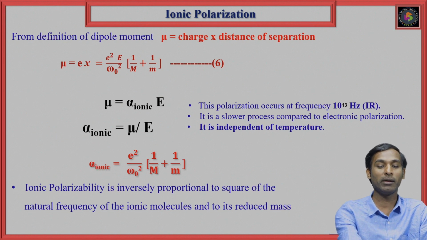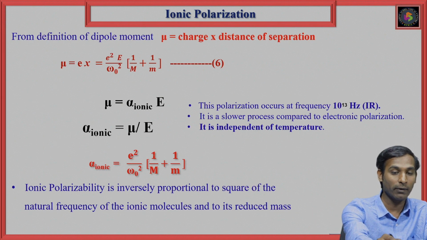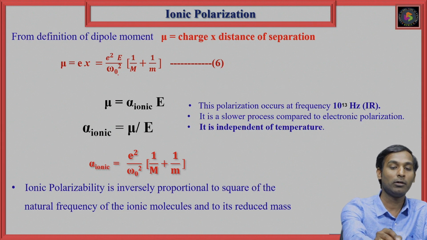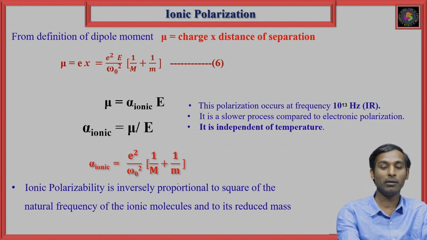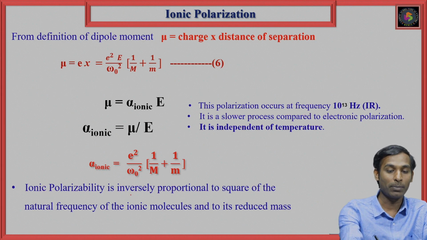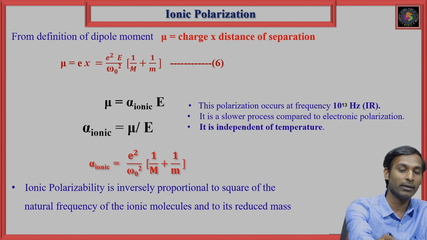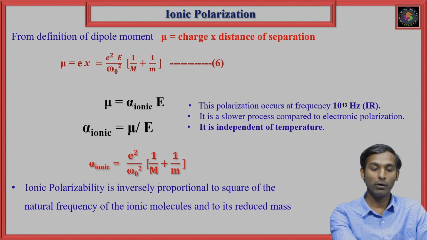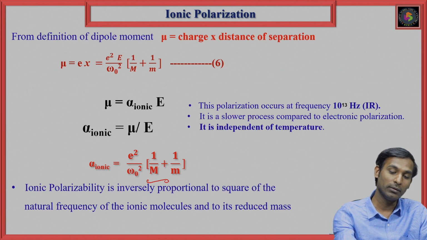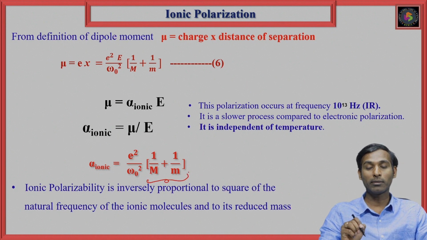So the ionic polarizability is equal to, substitute the induced dipole moment value here. You can see here e square into capital E divided by omega naught square into the reduced mass of the system. Substitute here and we will get this equation. In this equation, capital E gets cancelled. We will get the final equation: ionic polarizability is equal to 1 by capital M plus 1 by small m. This is the reduced mass of the system.